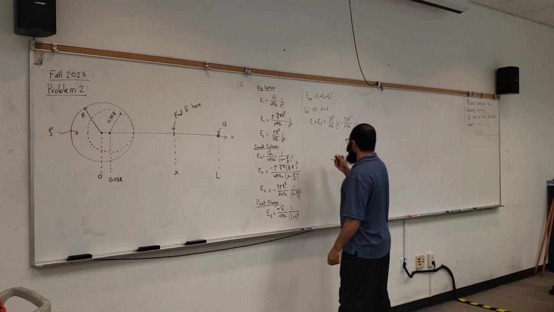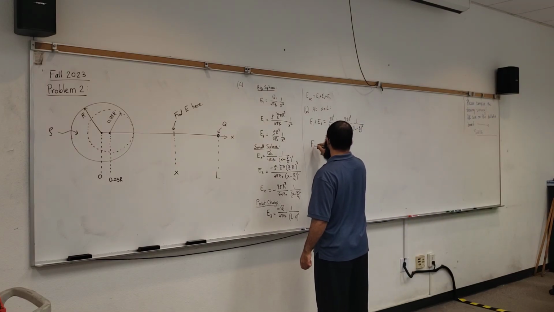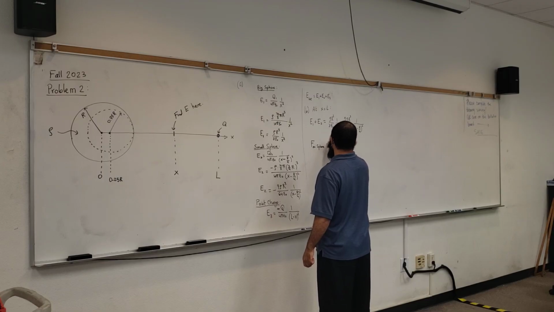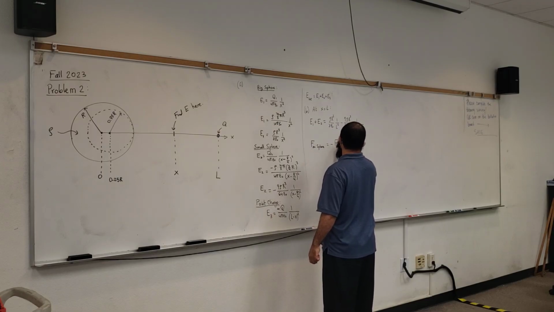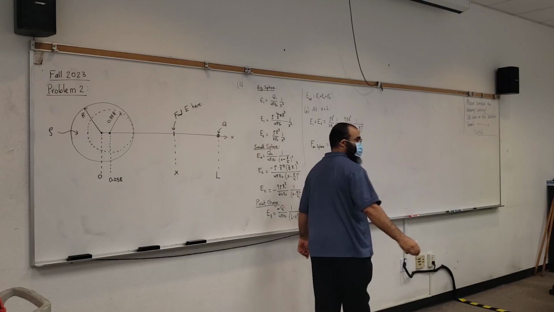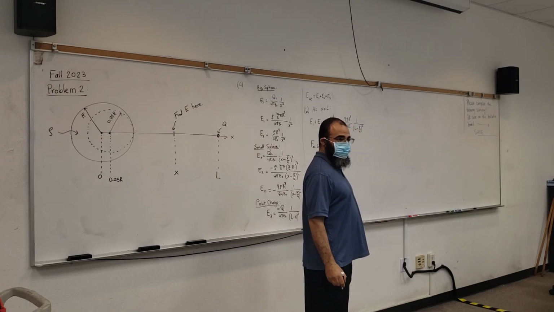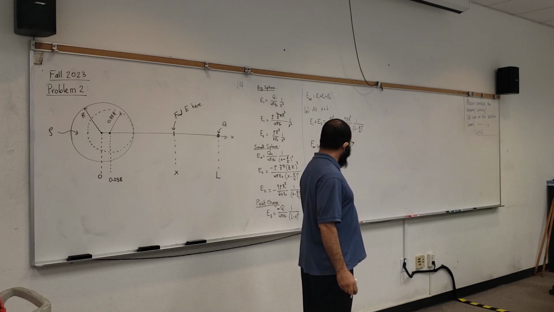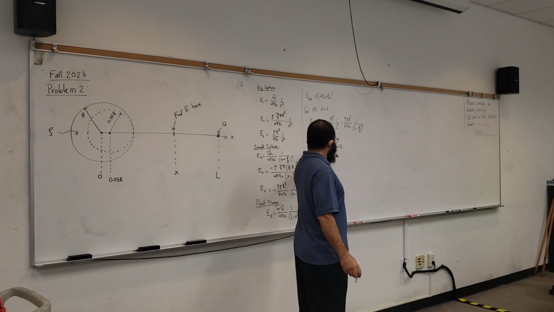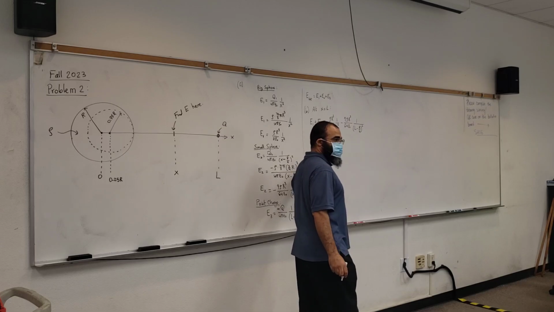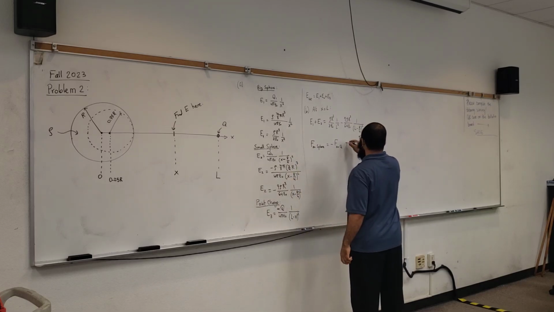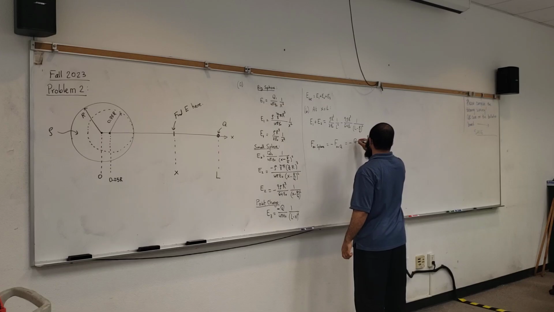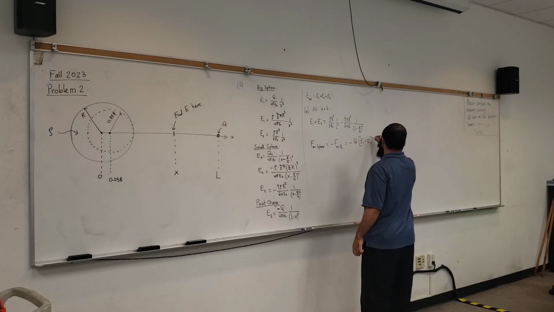And then the force on the sphere is equal to negative the force on the charge, by Newton's third law. The force that the sphere applies on the charge is the same as the force that the charge applies on the sphere. So that's going to be minus Q times E1 plus E2.